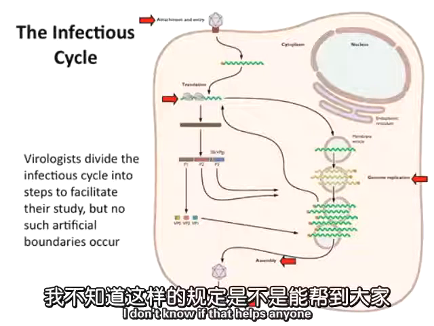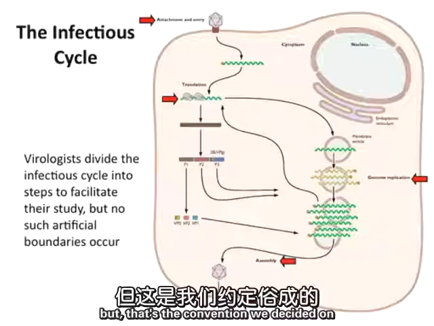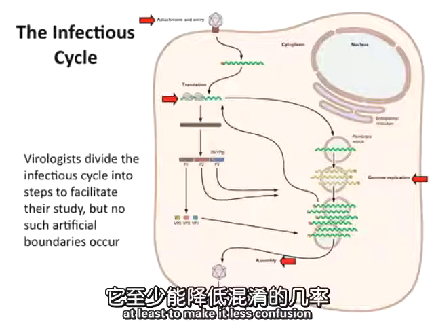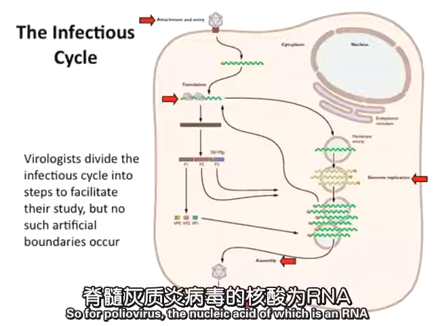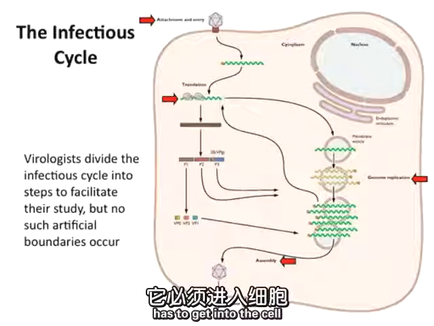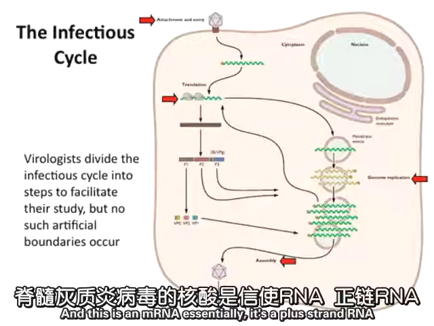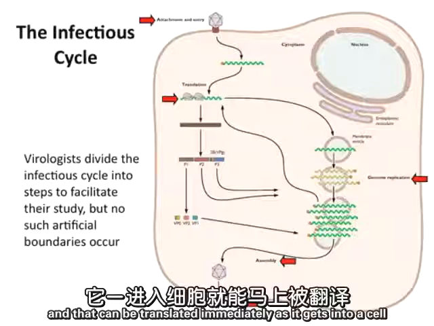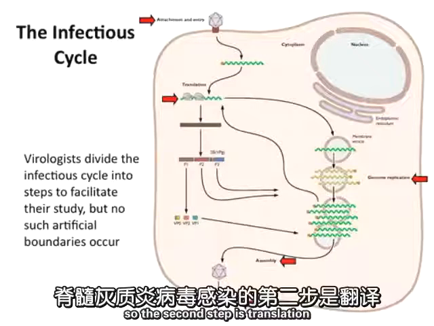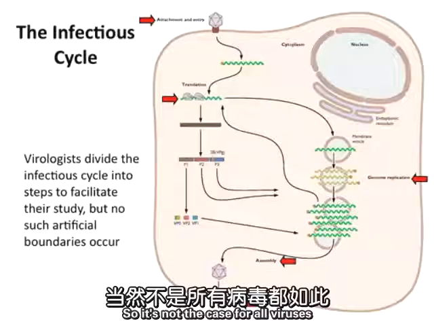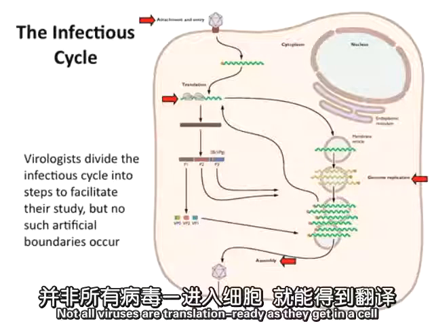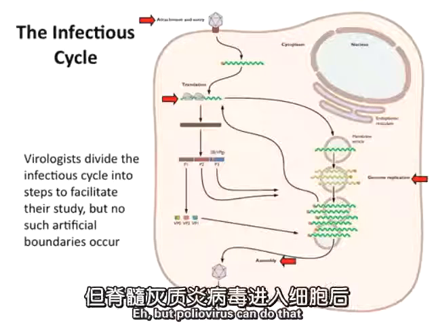I don't know if that helps anyone, but that's the convention we decided on, at least to make it less confusing. So for poliovirus, the nucleic acid, which is an RNA, has to get into the cell. And this is essentially an mRNA. It's a plus-strand RNA, and that can be translated immediately as it gets into a cell. So the second step is translation. This is not the case for all viruses. Not all viruses are translation ready as they get in the cell. We'll get to that. But poliovirus can do that.